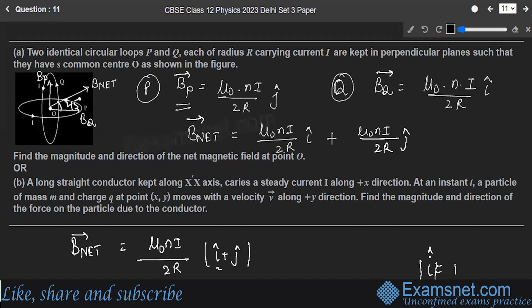Now let's move to the second part of the question. A long straight conductor kept along x dash x-axis carries a steady current I along the positive direction of x. At an instant t, a particle of mass m and charge q at the point xy moves with the velocity v in the positive direction of y. Find the magnitude and direction of force on the particle due to the conductor.